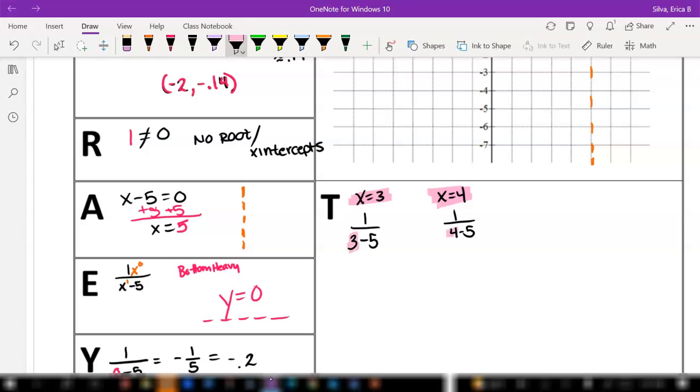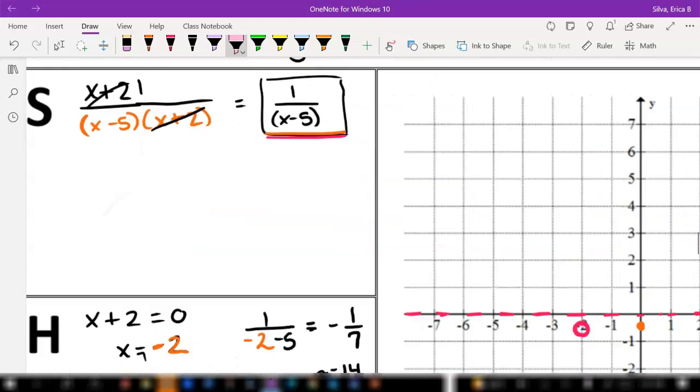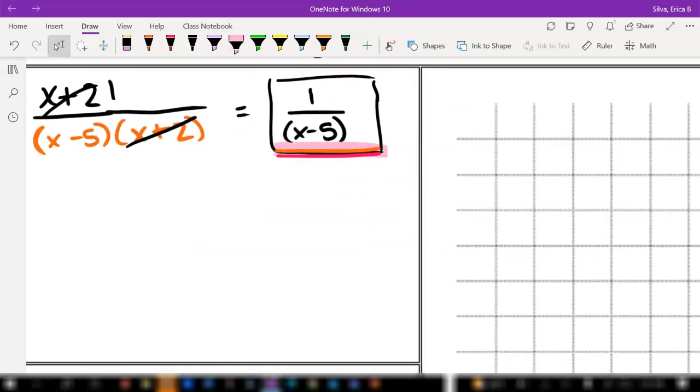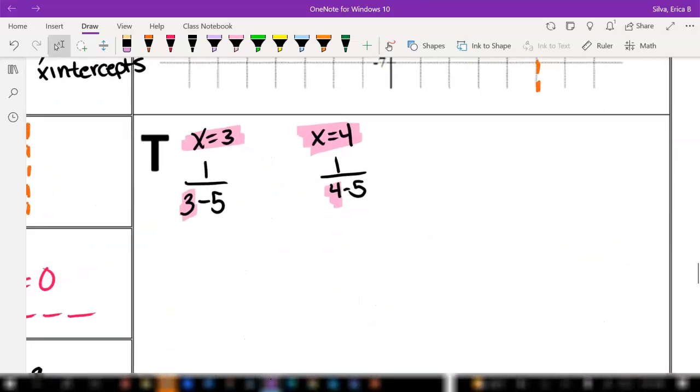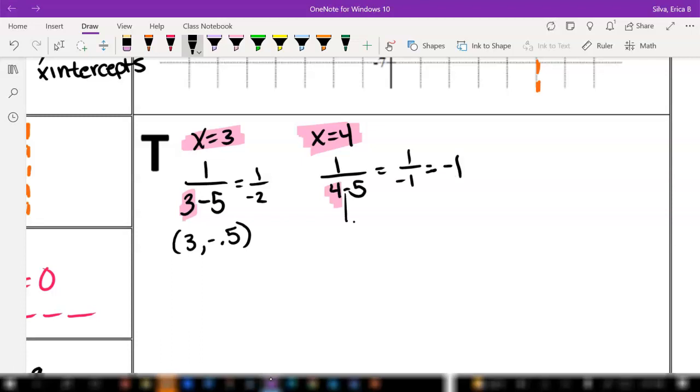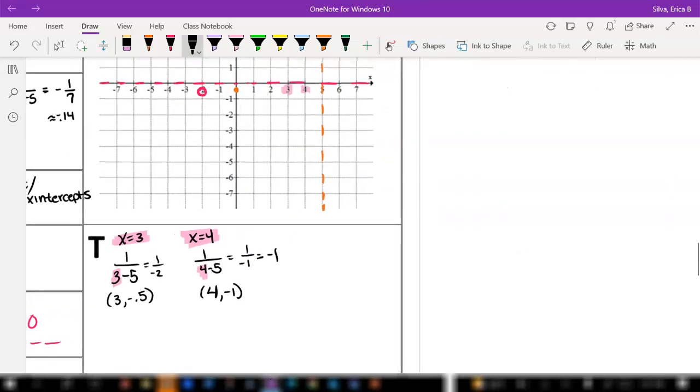And remember, we're still using the same equation that we simplified up here, because that's going to give us our y value. This is negative 2, so this point is going to be 3, negative 0.5. Here, this is 1 over negative 1, so negative 1. So for those points, 3, negative 0.5, and 4, negative 1.